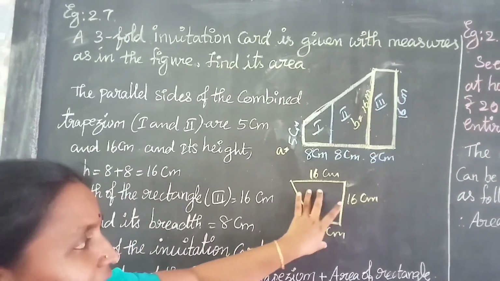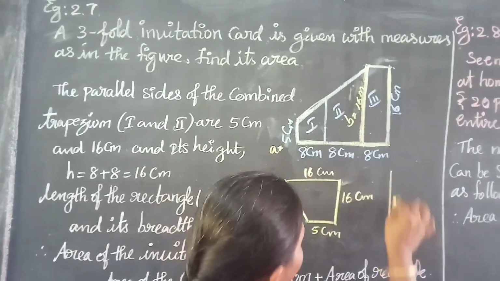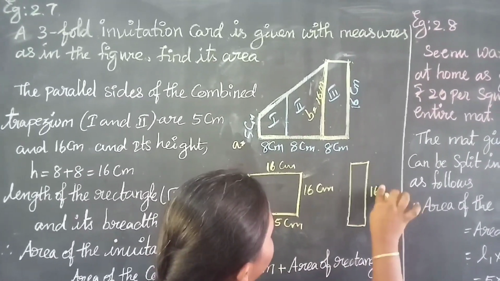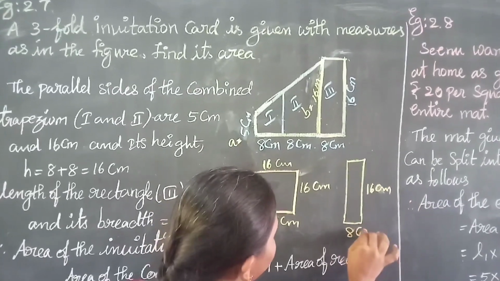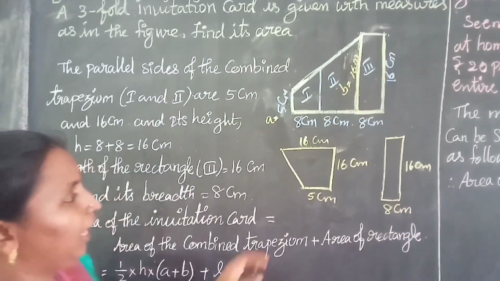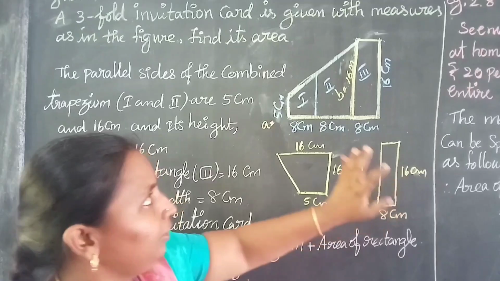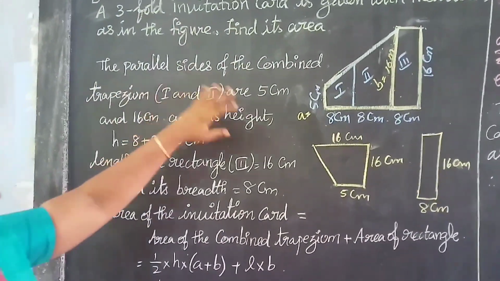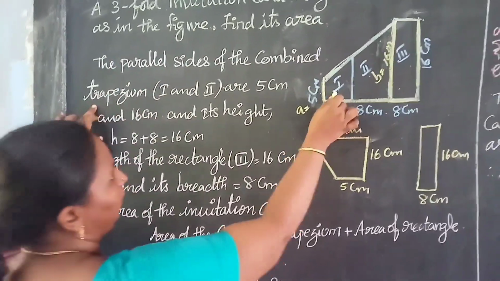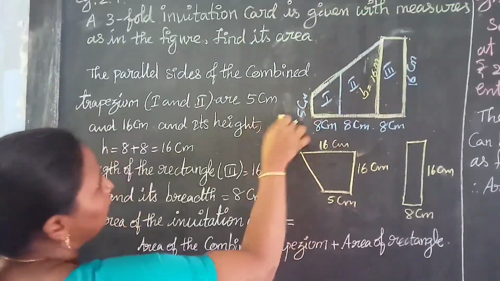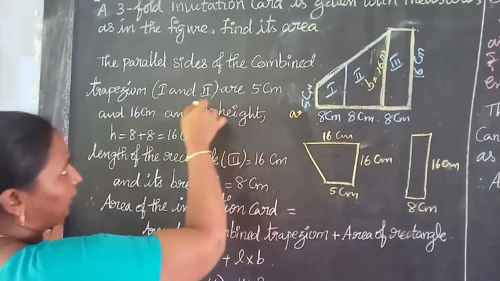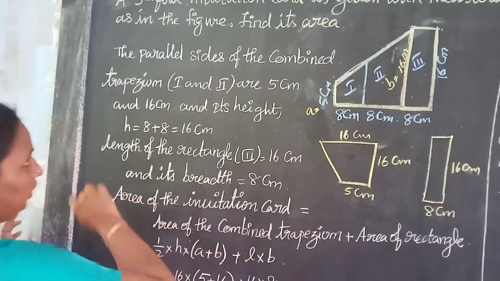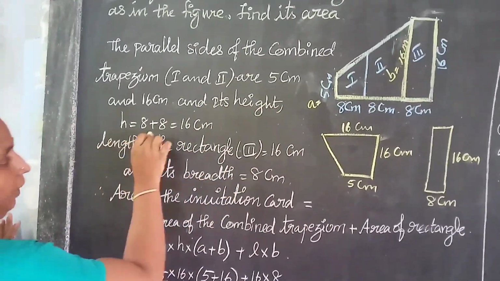So now you can understand clearly, no? The rectangle also you can draw separately, then you can understand easily. That is, length is 16 centimeter and the breadth is 8 centimeter. So if you add the area of these two, you will get the area of the invitation. Okay, so write the parallel sides of the combined trapezium. So 1 and 2 parts we are taking together, so it will form a trapezium. Then parallel sides are 5 centimeter and 16 centimeter and its height will be 8 plus 8.